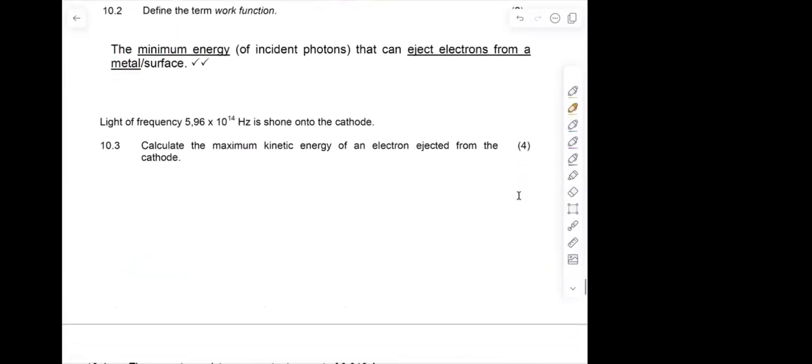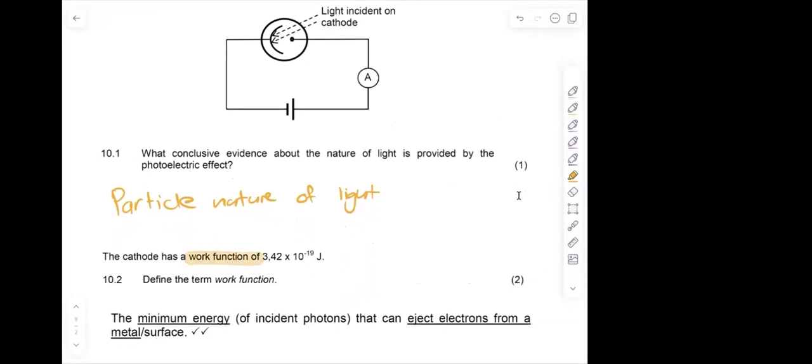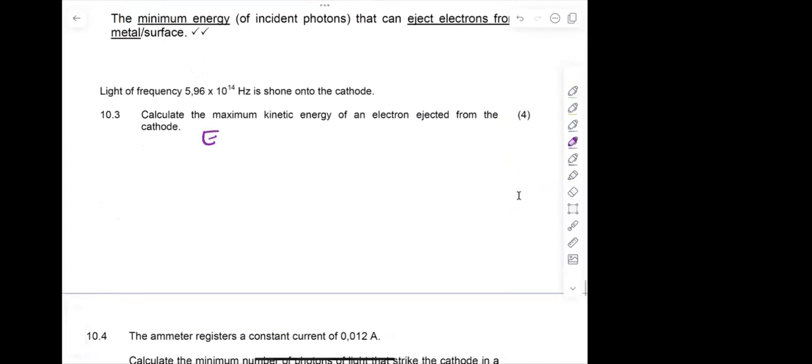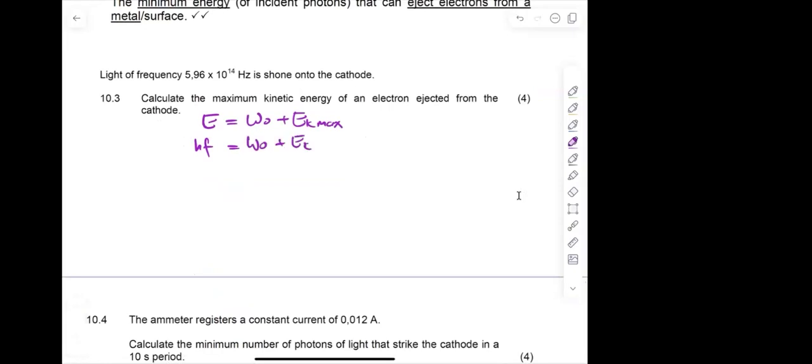Then it says light of frequency 5.96 times 10 to the power of 14 hertz is shone onto the cathode. Calculate the maximum kinetic energy of an electron ejected from the cathode. So let's make sure we have all the information we need. We have the work function of this cathode, 3.42 times 10 to the power of negative 19. We need to find the maximum kinetic energy. Remember, energy is equal to the work function plus the max kinetic energy of our electrons, and E is equal to hf. So hf is equal to work function plus EK max.